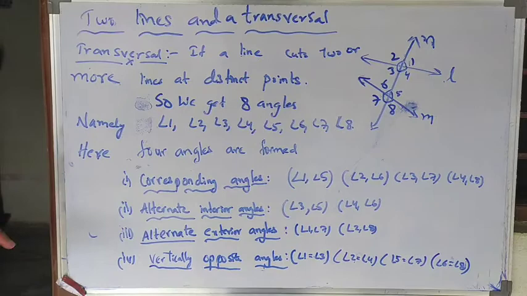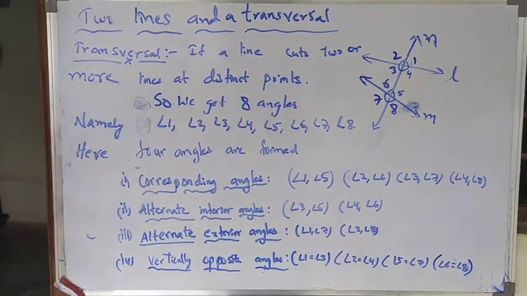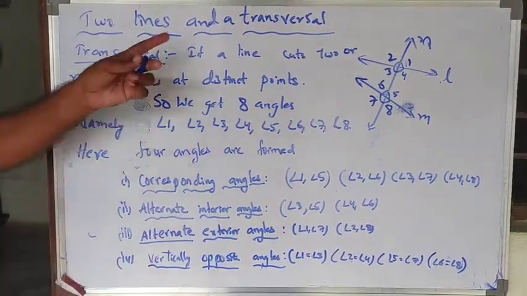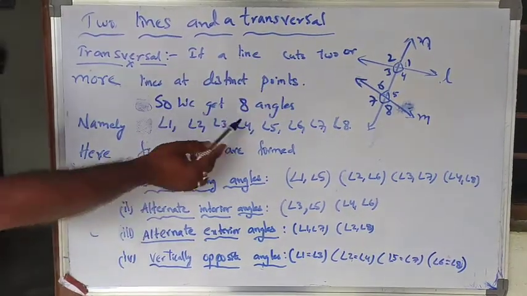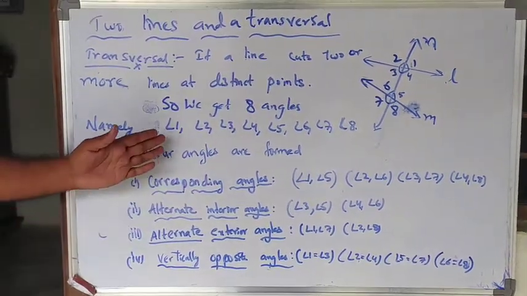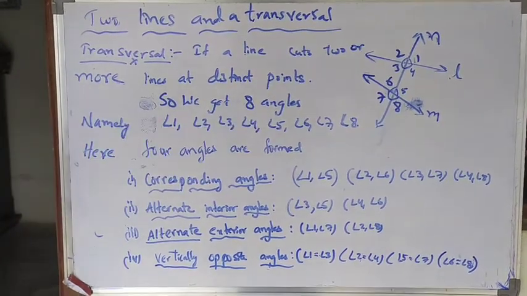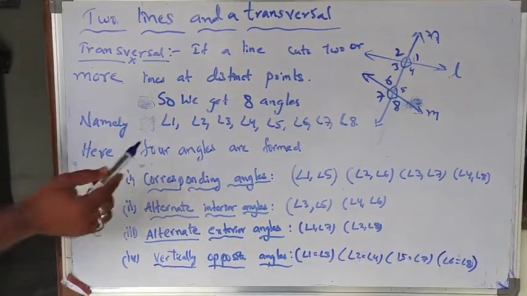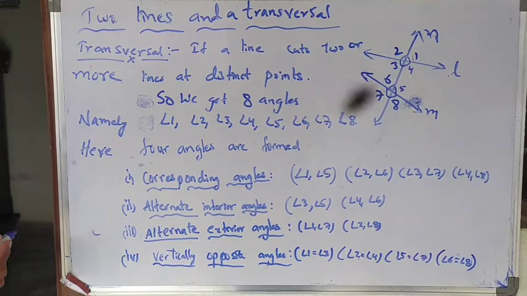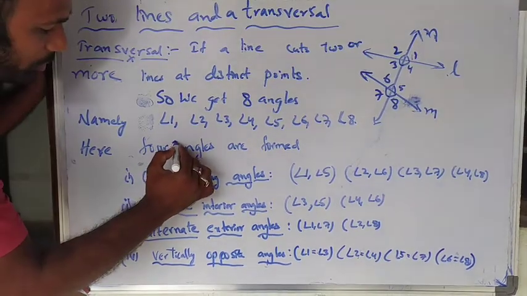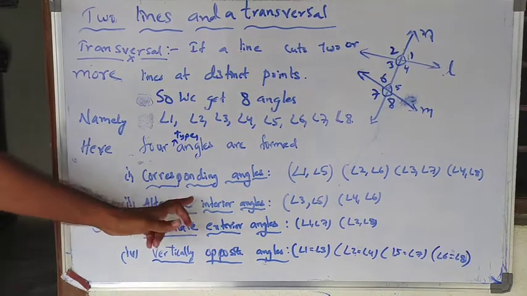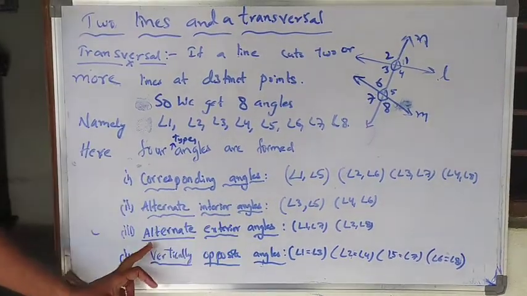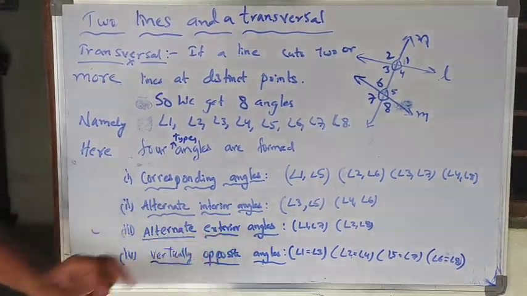It means that if we are cutting lines at two or more distinct points, we are going to call it a transversal. In this figure we can get a total of 8 angles, namely 1, 2, 3, 4, 5, 6, 7, 8. Here 4 types of angles are going to form. They are corresponding angles, alternate interior angles, alternate exterior angles, and vertically opposite angles.